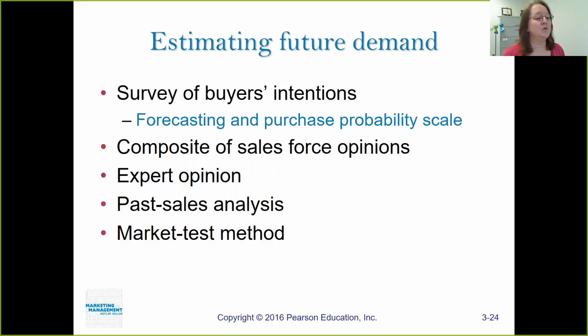So how do we do this? We survey buyers and we ask them their intentions. How much do you want to buy in the next year, whatever. We look at sales force opinions. So we look at our own employees who are selling and we ask them how much they are going to be able to sell. We engage with experts and ask their opinion. We do past sales analysis and then we test our products in the market.